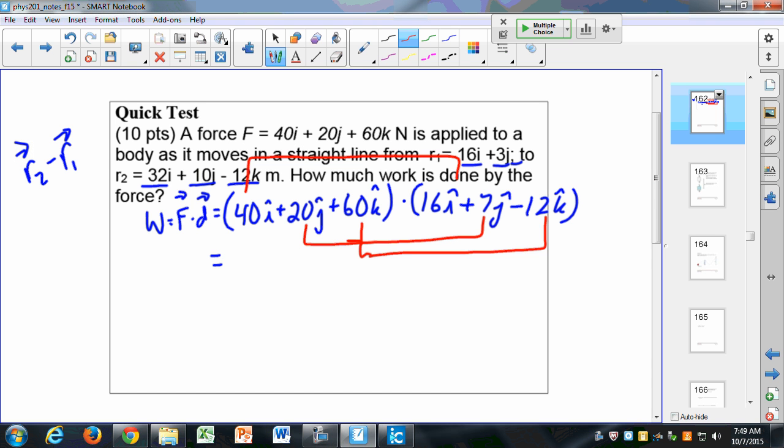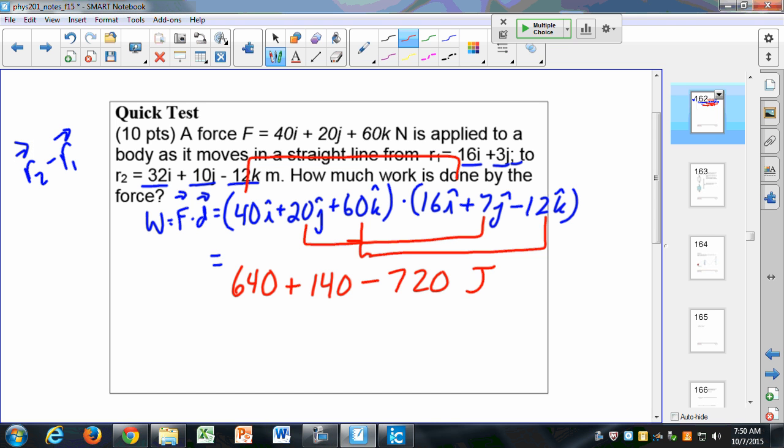So I have 40 times 16. What is that? 640, is that right? 640I. Oh, wait, I'm sorry. Remember, I dot I is equal to 1. So once I do that dot product, I lose all direction information. It's no longer a vector, so I don't write it as a vector anymore. It's a scalar quantity. 20 times 7 is 140. And then 60 times 12, 720. And it's minus 720.